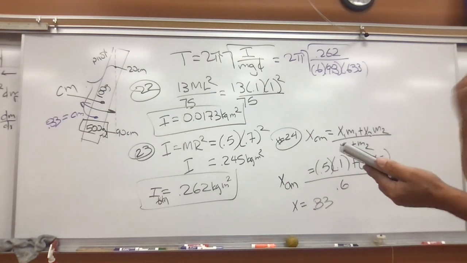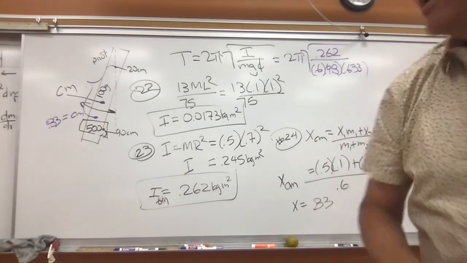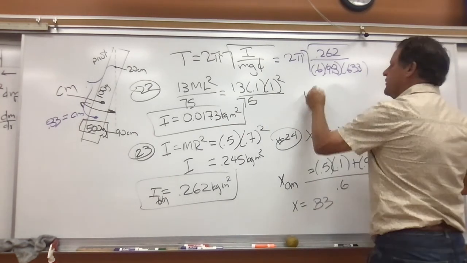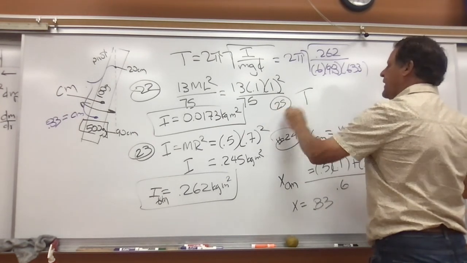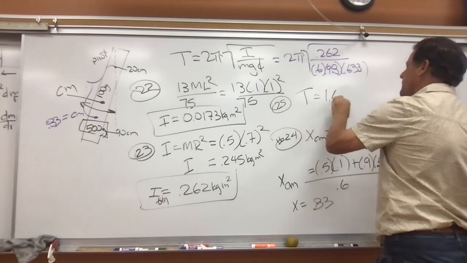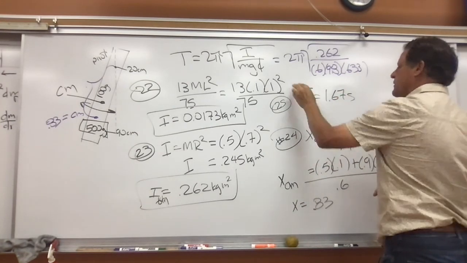All right, and I'm getting 1.67. Okay, so our period, and this is question number 25, is 1.67 seconds.